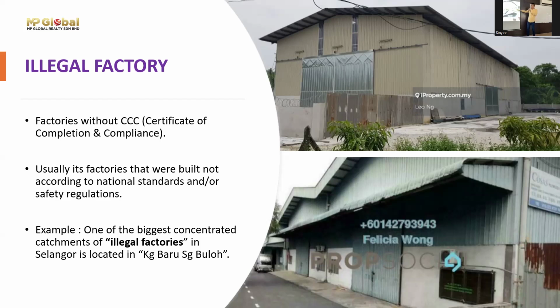For example, in Kampung Baru Sungai Buloh, there are a lot of factories for sale. Land area averages 1 acre. Building build-up is approximately 30,000 square feet. But when a person purchases an illegal factory, they are only purchasing the land, not the building. Even in terms of bank valuation, when they apply for a loan, the 30,000 square feet building is not taken into consideration because there is no CCC. Even when you take the loan, it's based on land only. So this is an illegal factory.